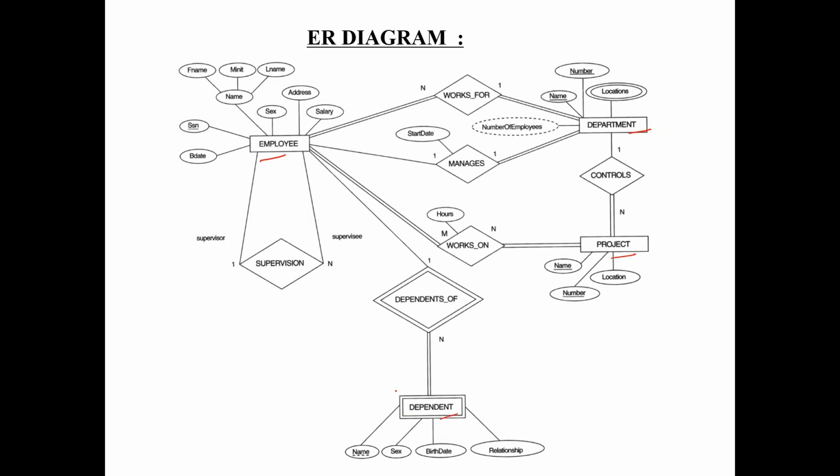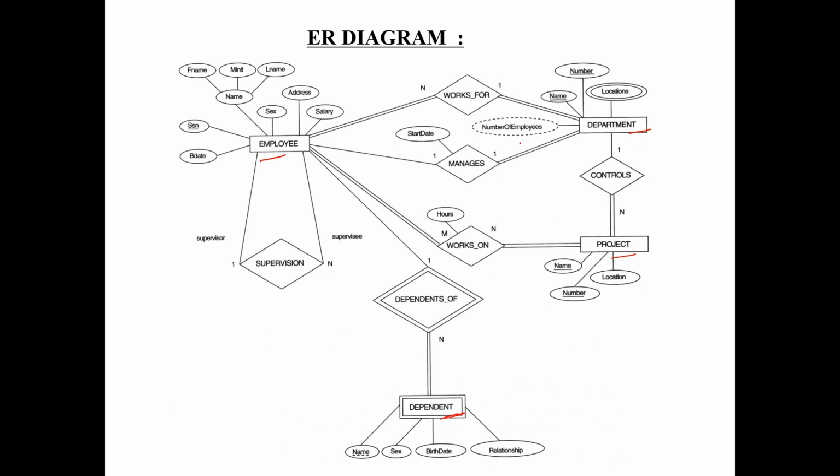Employee, department, and project are strong entities, and dependent is a weak entity, which is shown by a double rectangle. The second step is to identify the weak entity, which is shown in the ER diagram by a double rectangle, and its relationship with the strong entity by a double diamond.